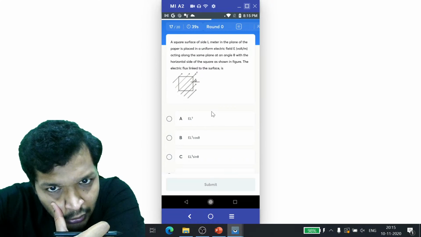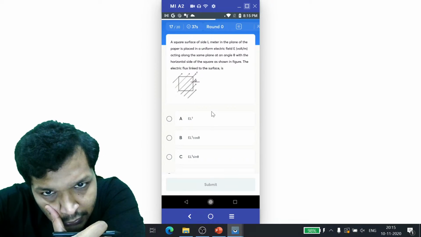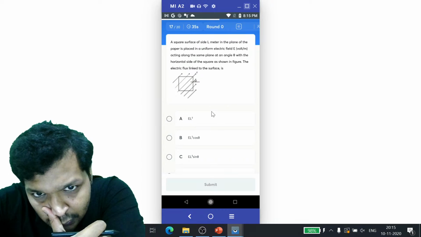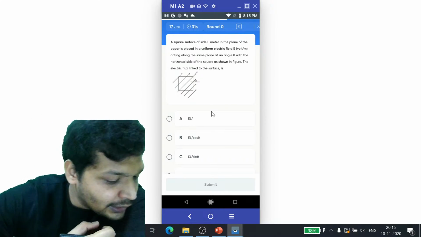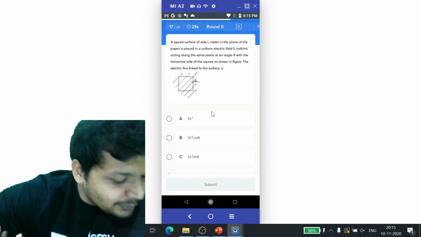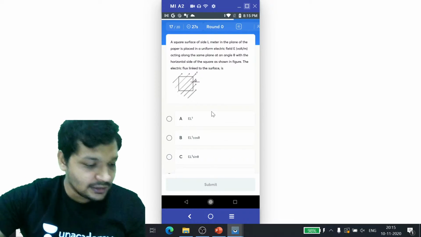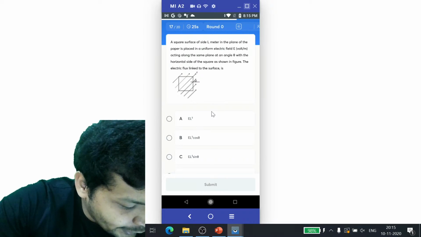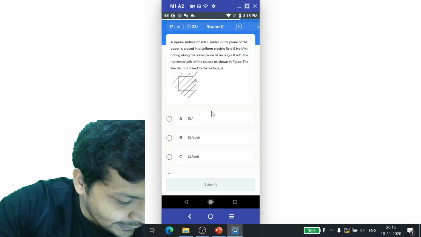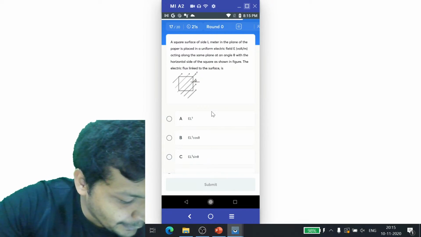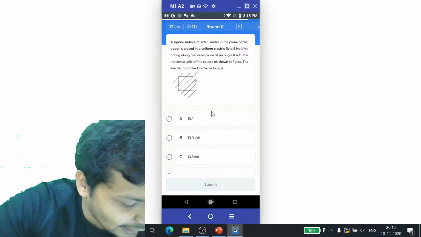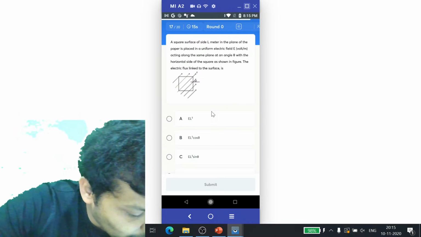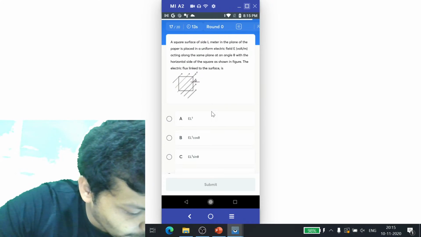Oh, the horizontal side. Okay, just a moment, guys. Let me have a look at the question on my mobile phone. It's a little easier. A square surface of side L meters in the plane of the paper is placed in a uniform electric field acting along the same plane at an angle theta with the horizontal surface of the square.